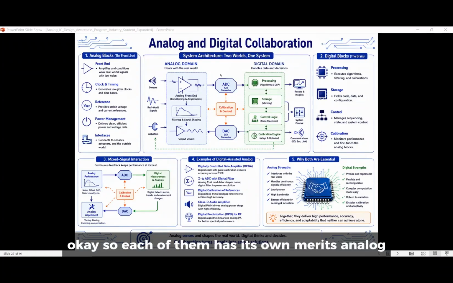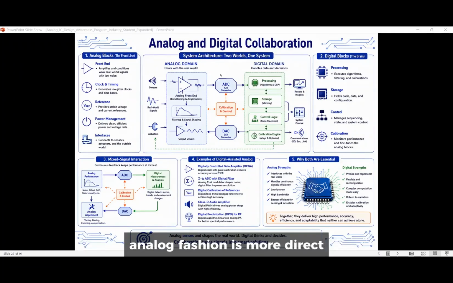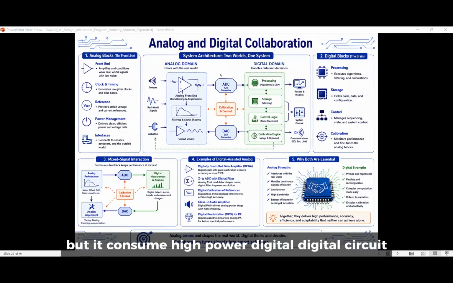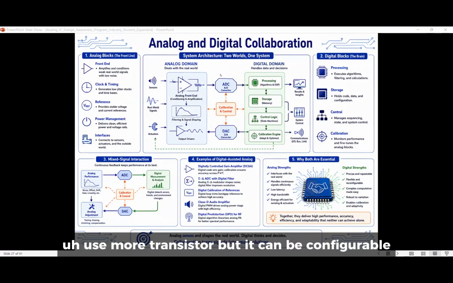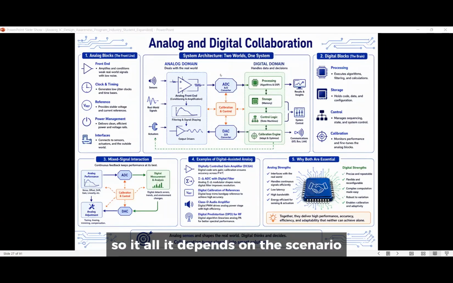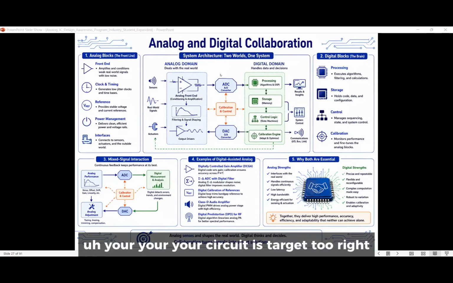Each of them has its own merits. Analog fashion is more direct, but it consumes high power. Digital circuit is more complex, uses more transistors, but it can be configurable. So it depends on the scenario your circuit is targeted to, right?